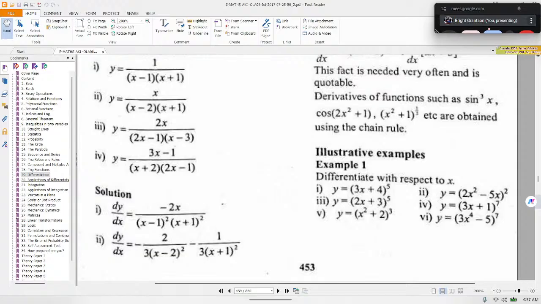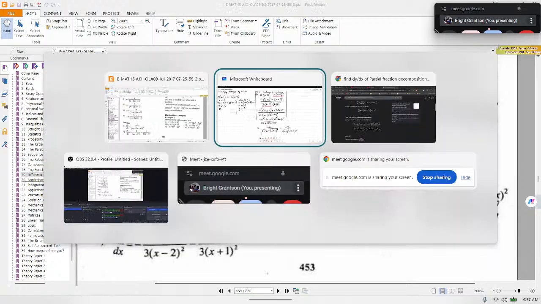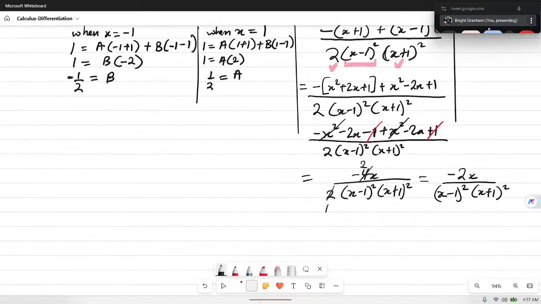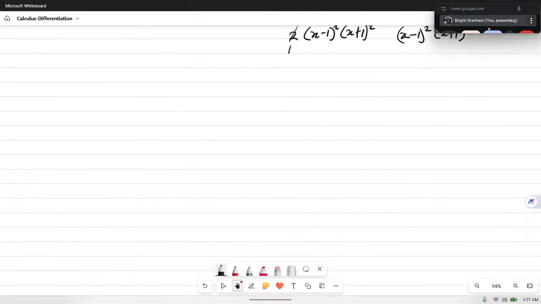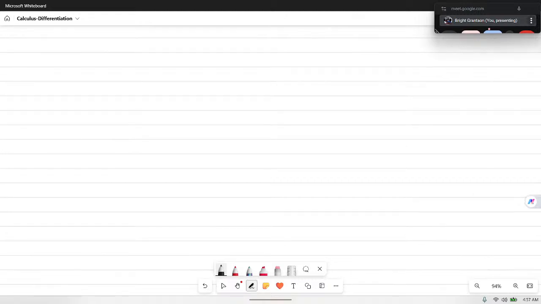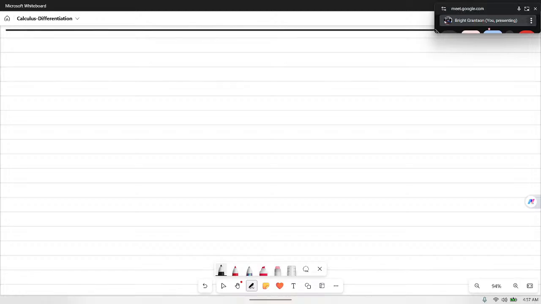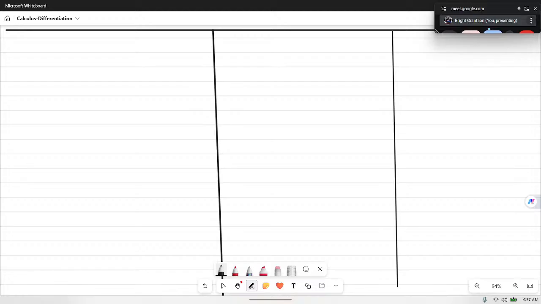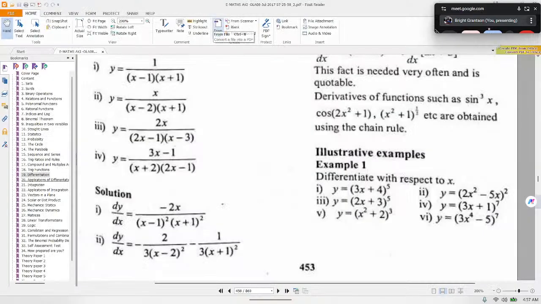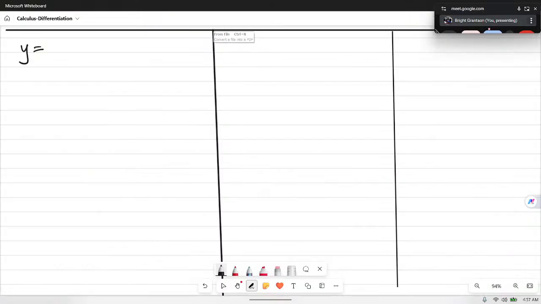Let's try and do the second one: x over (x minus 2)(x plus 2). Because if you want to use the partial fraction approach, it should be the last resort. So imagine if we have only the last resort here. y equals 2x over (2x minus 1)(x minus 3).